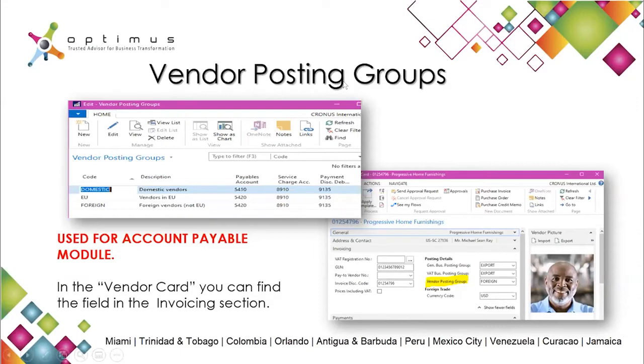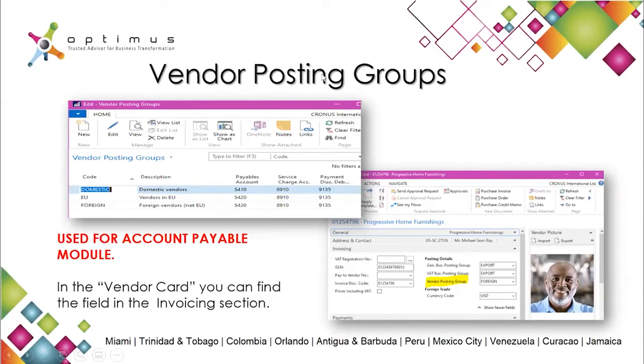You need to find the general posting groups that we explained before. And here comes the specific one as well. In the title, just look for the vendor posting group, all right? And with this, we can immediately open the following matrix.